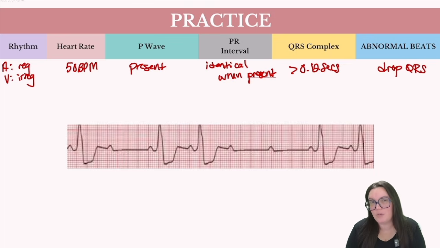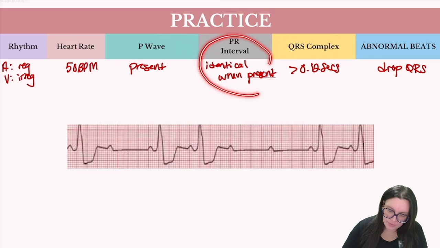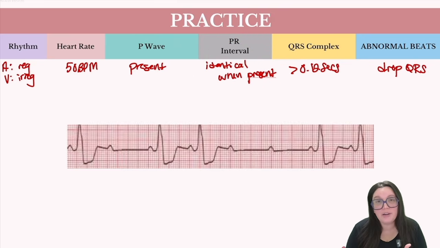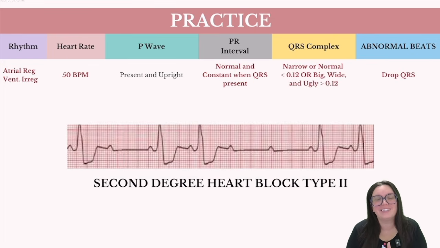So I know I'm dealing with a heart block. What makes heart blocks special is we're looking at the PR interval. So what's happening with our PR interval that we can see here? Well, the PR interval is identical when it is present. Which heart block is identical when it is present? You are absolutely correct. It is a second-degree heart block type 2.